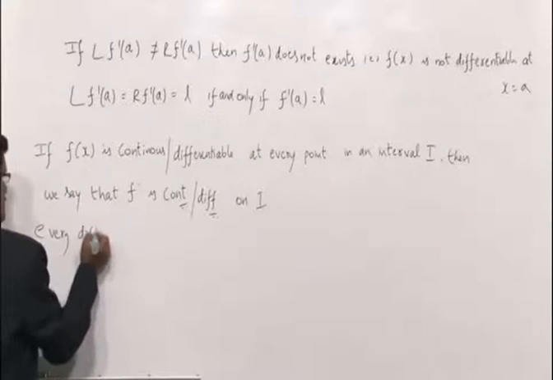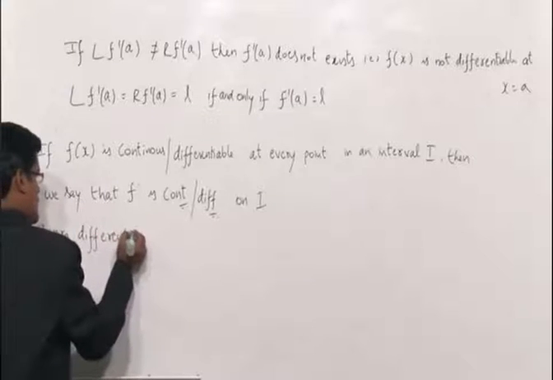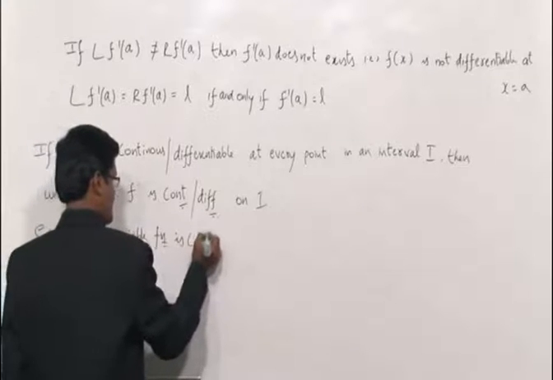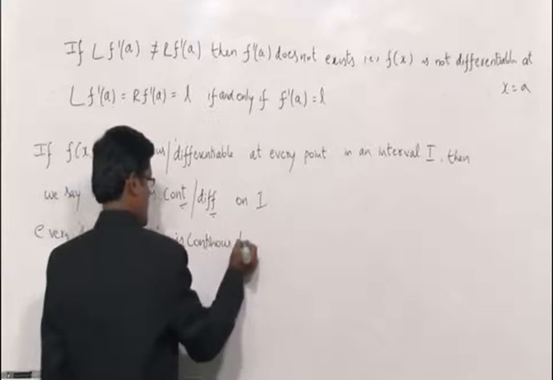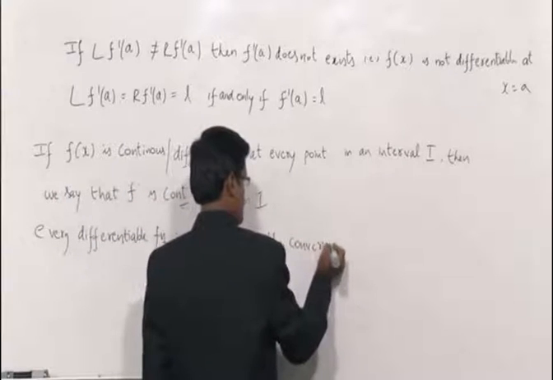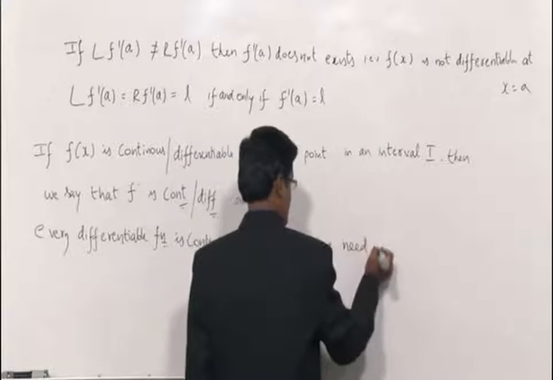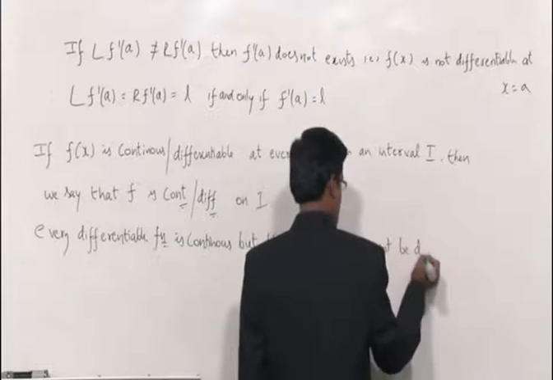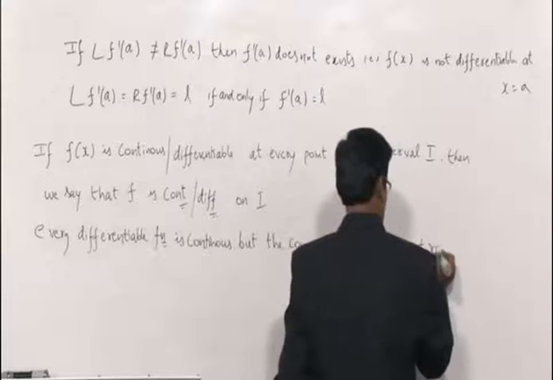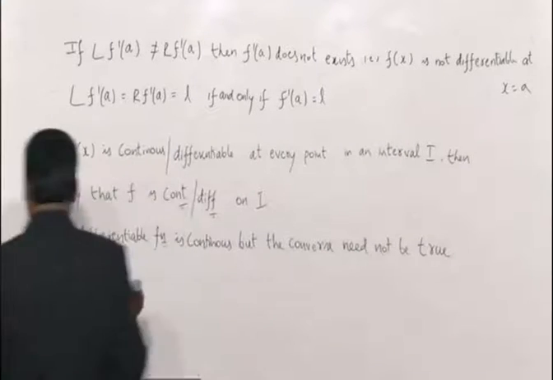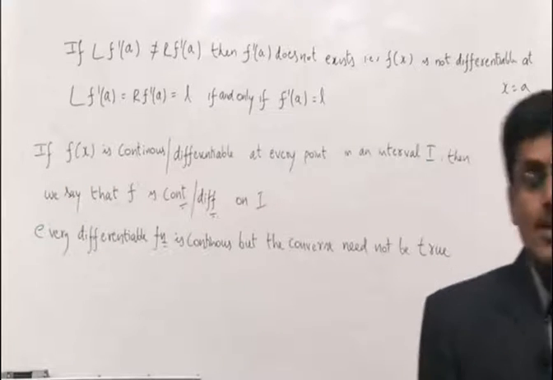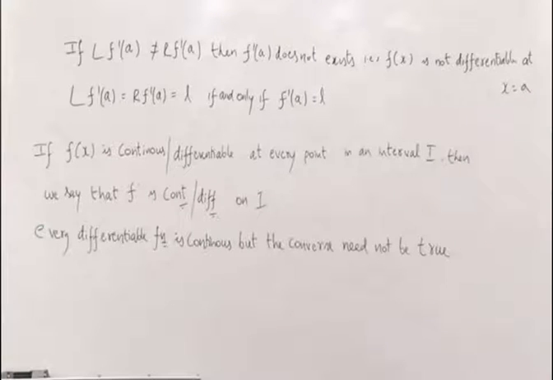Every differentiable function is continuous, but the converse need not be true. What this tells is: if a function is differentiable, then it is continuous. But if a function is continuous, then it may or may not be differentiable at the same point or in an interval.